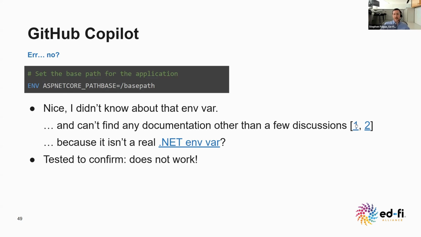I looked it up and I found a Stack Overflow post and a random GitHub discussion that mentioned this environment variable. And I looked at the official list of environment variables. It's not in the list. I also looked in the source code for ASP.NET. This environment variable does not exist in the source code. I tested and confirmed this does not work.